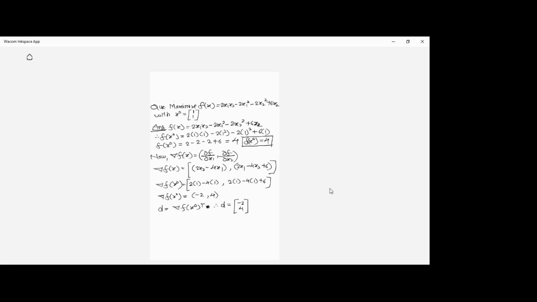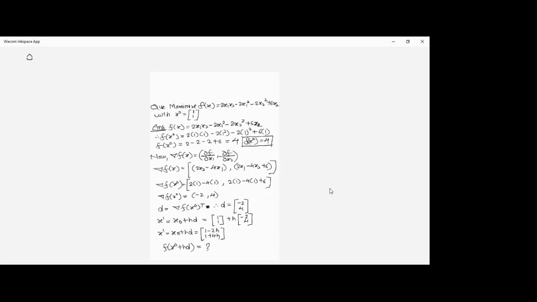Now we need to find x1, which is equal to x0 plus hd. We already have x0, which is (1, 1), and d, but we don't have h, the step length, so we have to find it. So x dash is equal to x0 plus hd, which is 1 minus 2h, comma, 1 plus 4h. Now we have to find f of x0 plus hd.